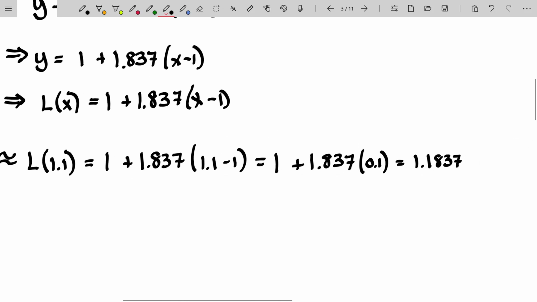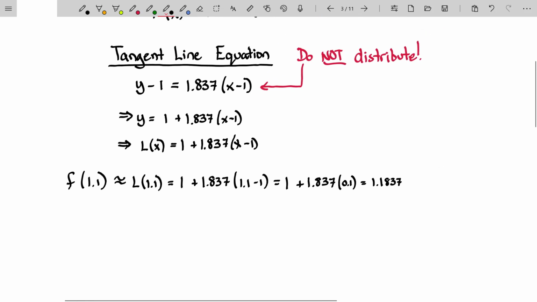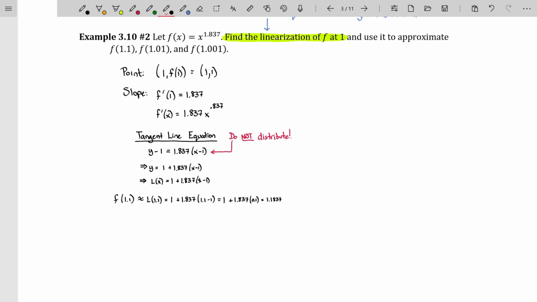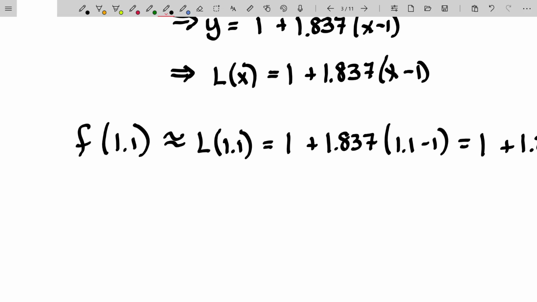Now, before I check how close that is to the actual value, let's compute the other two, which were, let's see, f of 1.01 and 1.001. And let's see if those are any harder to compute. F of 1.01, again, we're going to use our tangent line approximation.